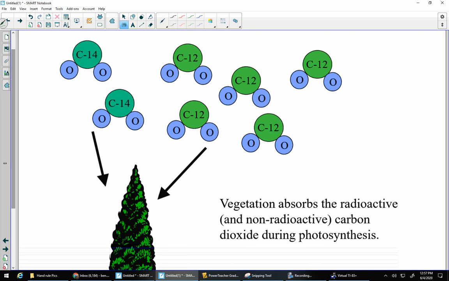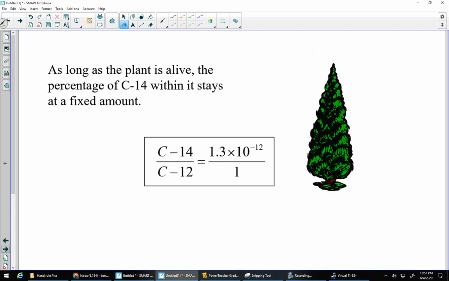Thank you, plants. Next time you see a tree, high five a tree. We wouldn't be here if it wasn't for those plants and those trees. They take it up, they create sugars, they do their thing, and then within that tree, the percentage of carbon-14 stays as a fixed amount, very constant for living things. It's about 1 trillion regular carbons for every 1 carbon-14, or you could think of this as 1.3 times 10 to the negative 12 carbon-14s for every 1 regular carbon. Either way means essentially the same thing.